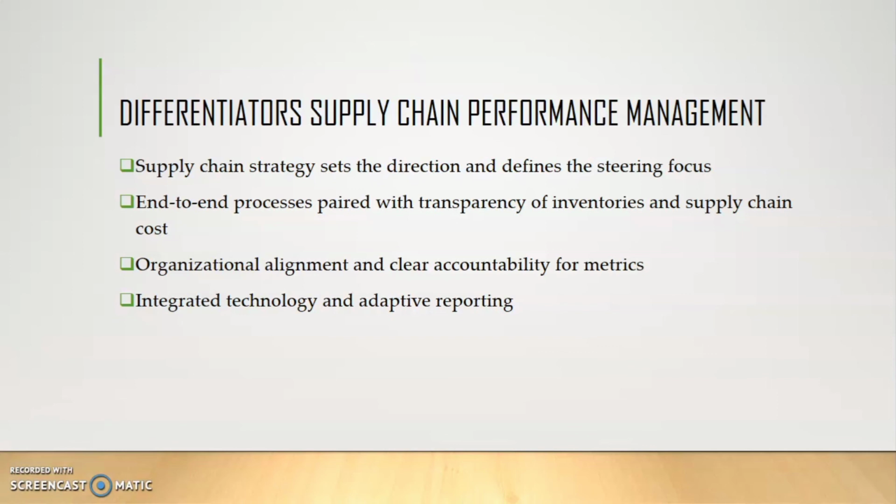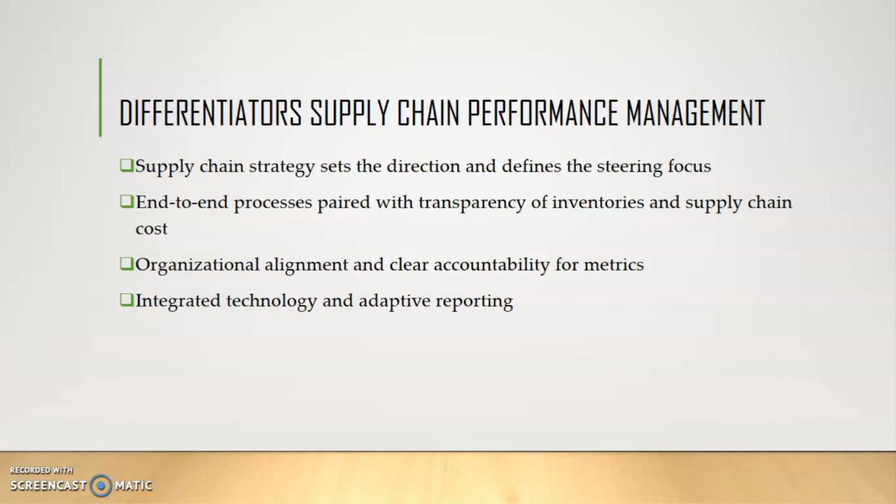Third, organizational alignment and clear accountability for metrics. The complete set of supply chain key performance indicators, including additional metrics such as process indicators, needs to reflect all relevant performance attributes and should be available to the whole organization. Continued improvement is encouraged by performance evaluation process and recurring feedback.